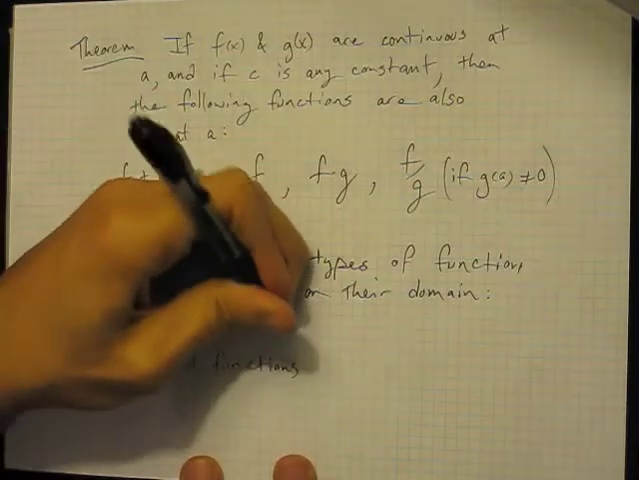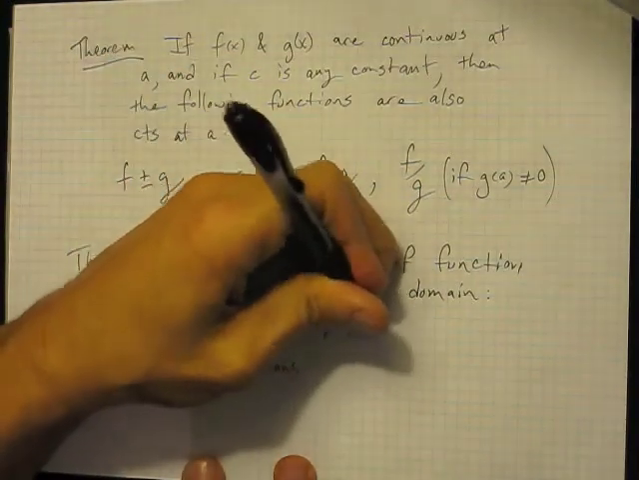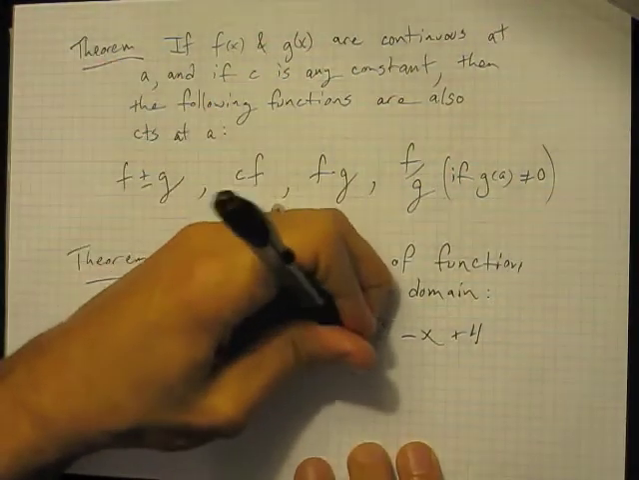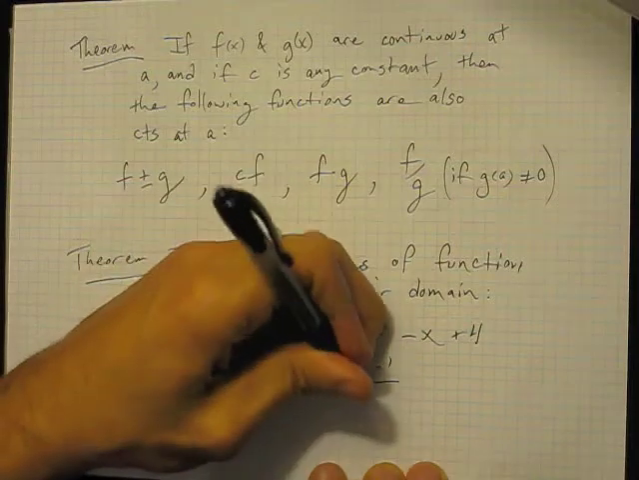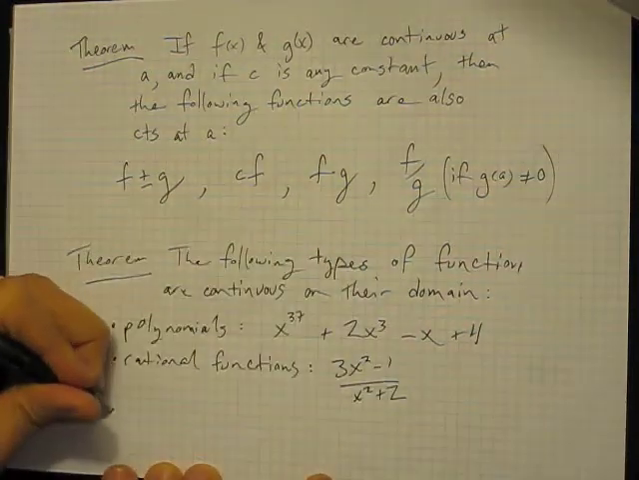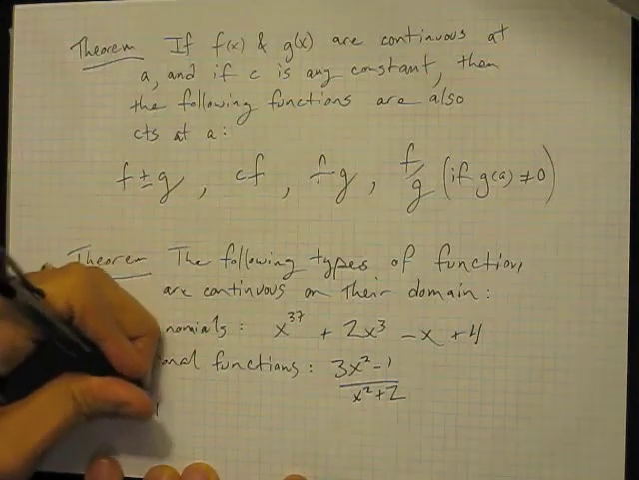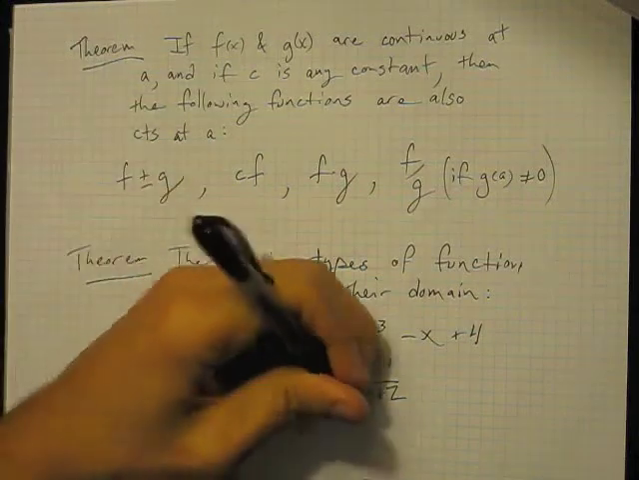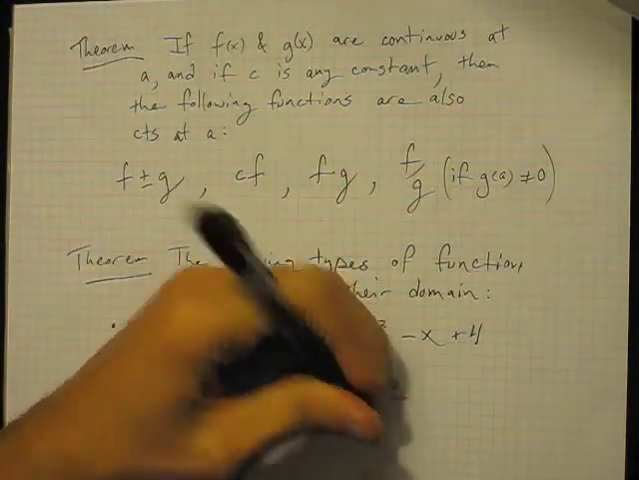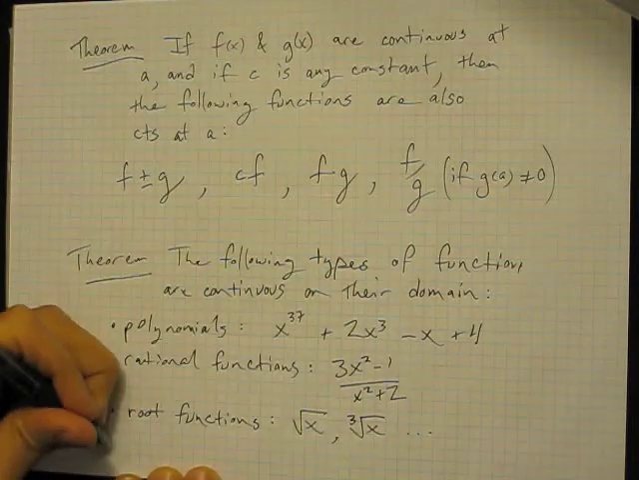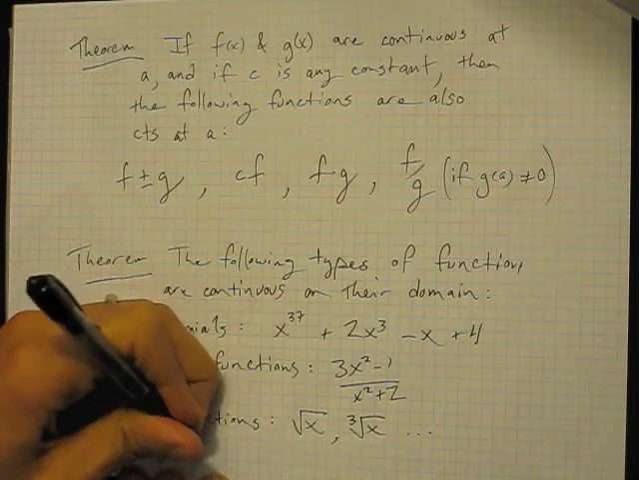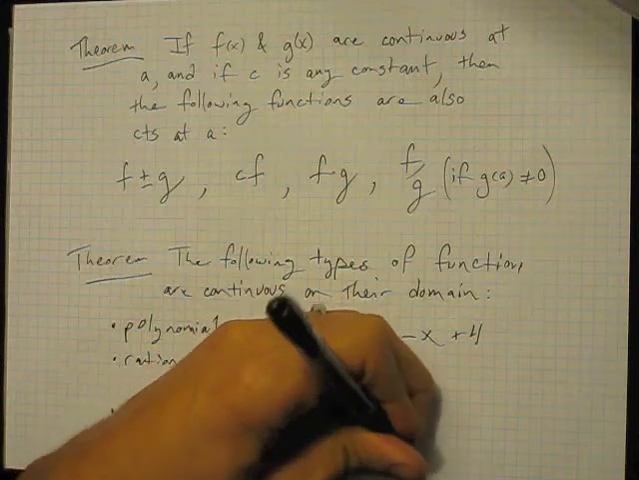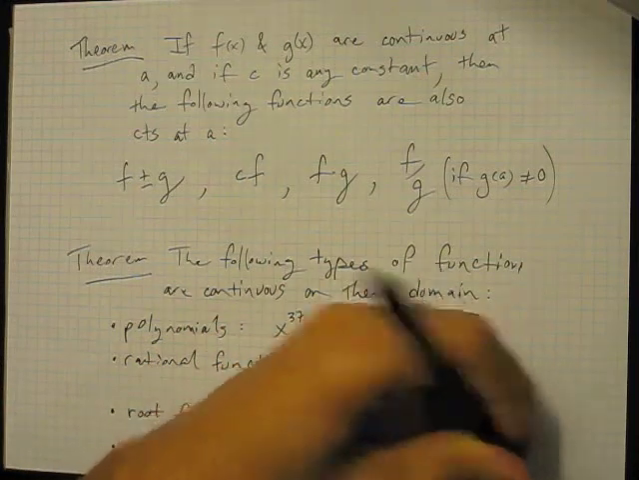So here's polynomials look like this: x to the 37 plus 2x cubed minus x plus 4. There's an example. Rational functions, 3x squared minus 1 over x squared plus 2. Root functions. Square root of x, cube root of x, etc. And trig functions. Sine of x, cosine of x, tangent, and so on.